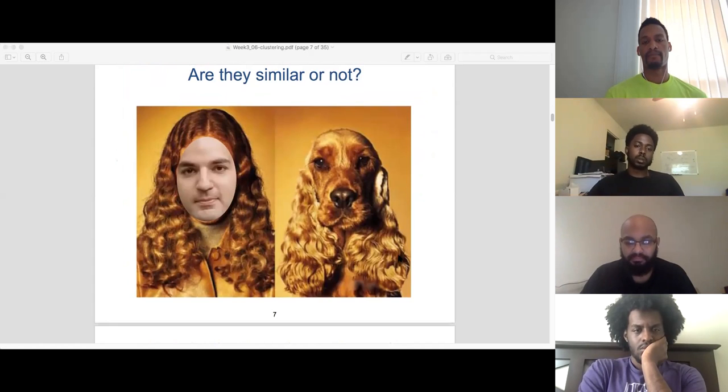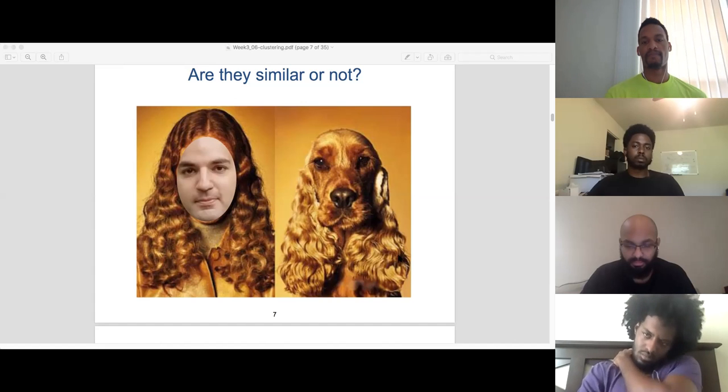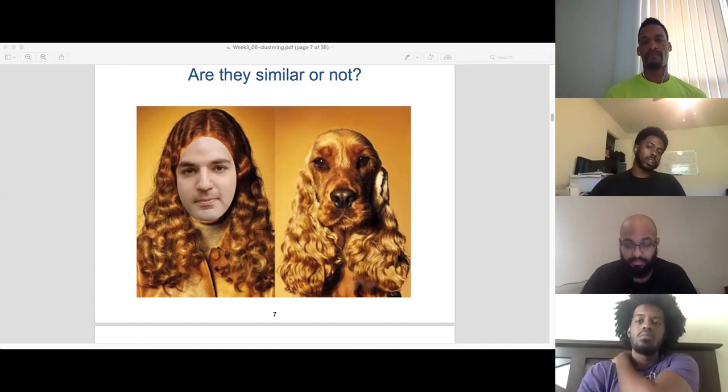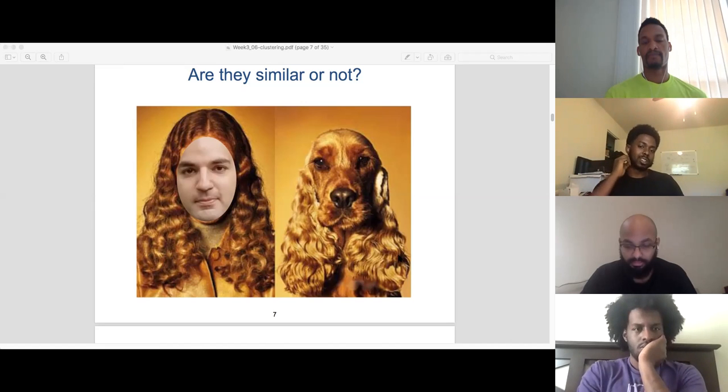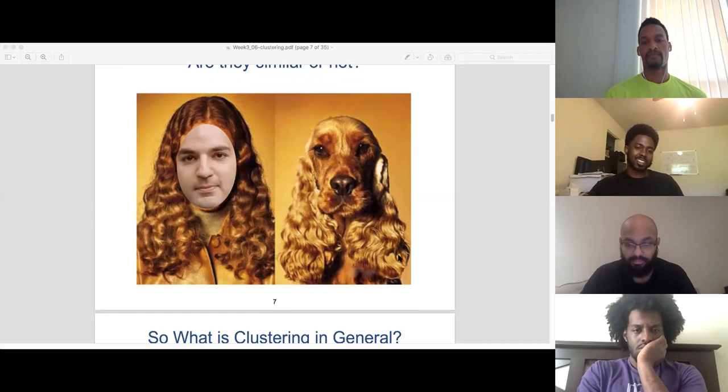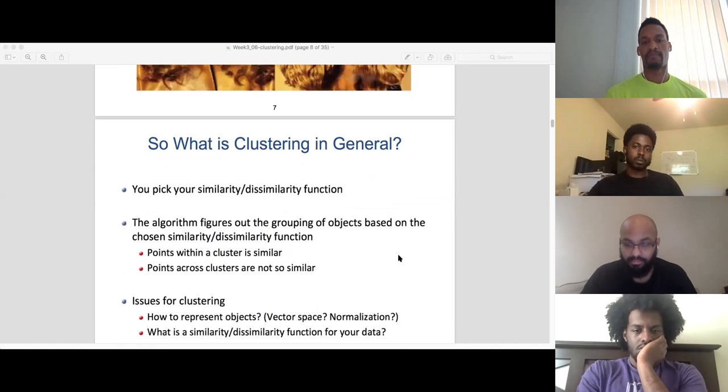I mean, they look pretty similar to me, but if you're looking at whether these are the same animal or not, these are pretty different, but the overall color scheme and hair pattern looks pretty same to me. So it's a fun example.